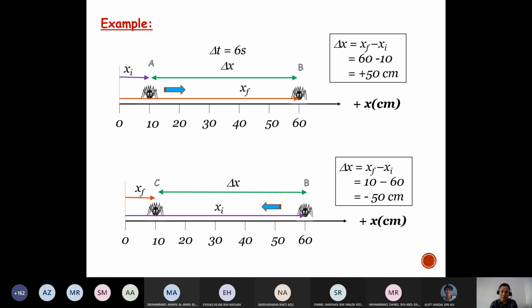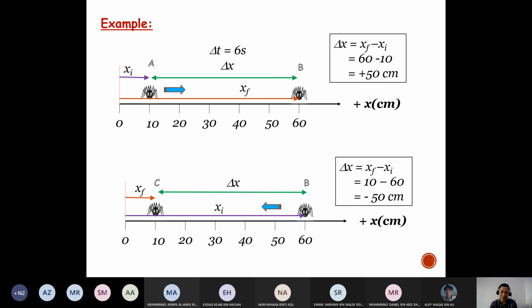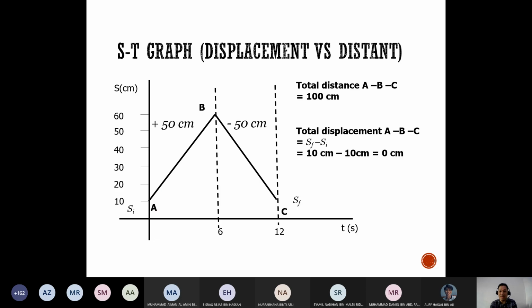Okay, what about the total distance from A to C? Now A to B, B to C. What about the total distance or the total displacement? Let me transfer this information to the graph. The graph is S over T, where S is the displacement, from 10 cm to 60 cm, the same as this picture. It moves from 10 to 60, positive 50 cm, and then it turns back, or reverses, from 60 cm to 10 cm. So that's why we have a negative 50 cm.